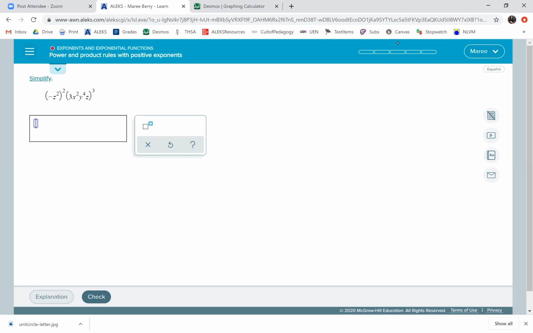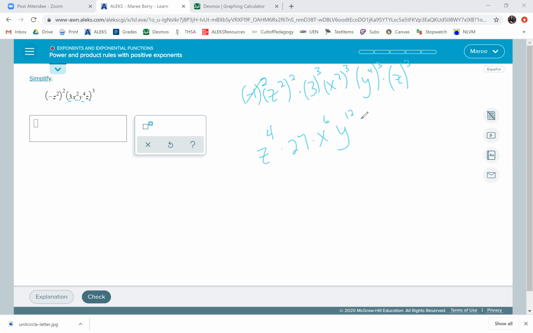So -z squared squared. Because it's negative, you have to think of that as a -1 squared times z squared squared. Then we raise each of these to the third. So 3 cubed, x squared cubed, y to the 4th cubed, and z to the 4th cubed. Okay, so -1 squared is just a +1, and 1 times anything is just that thing, so we don't even need that. 3 cubed is 27, x, we multiply to the 6th, y to the 12th, z cubed.